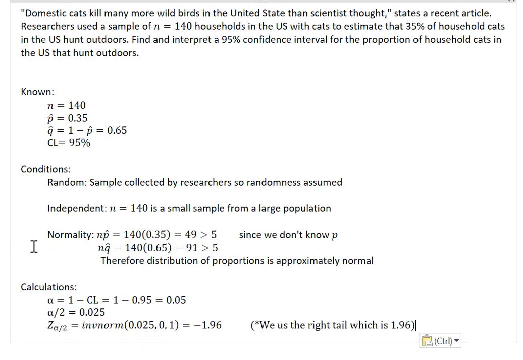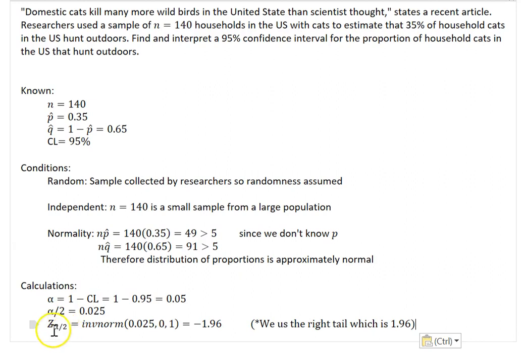Once I have my alpha over 2 level, I can find my critical value, the z-score that goes with this area. So z of alpha over 2 is z of 0.025, so I throw that into inverse norm, and this is basically saying on the left side tail, if I have this area with the standard normal distribution, this is the z-score that I get. We normally use the positive value of this, or the right tail, so we'll change this to a positive 1.96.